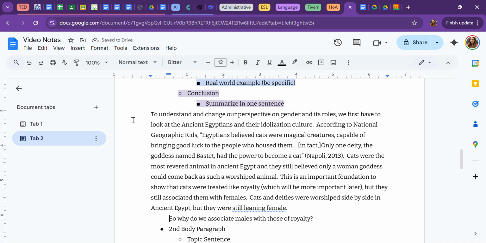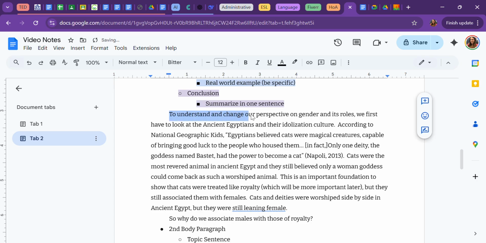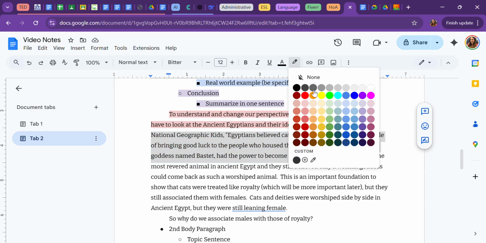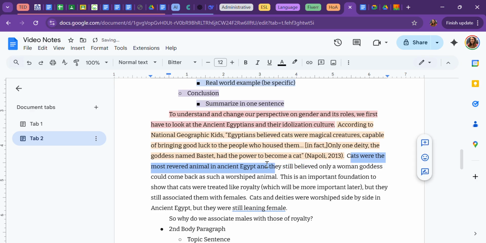Okay, so let's analyze this first paragraph here. To understand and change our perspective on gender and its roles, we first have to look at the ancient Egyptians and their idolization culture. That is my topic sentence. According to National Geographic Kids, Egyptians believed cats were magical creatures capable of bringing good luck to the people who housed them. In fact, only one deity, the goddess named Bastet, had the power to become a cat. This is my detail 1. Okay. Cats were the most revered animal in ancient Egypt, and they still believed only a woman goddess could come back as such a powerful worshipped animal. This is my detail 2.